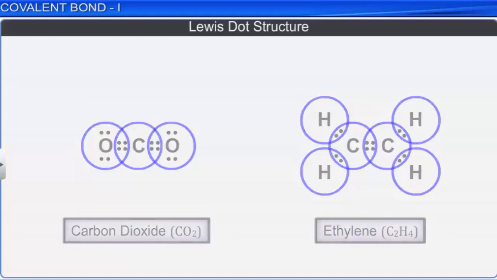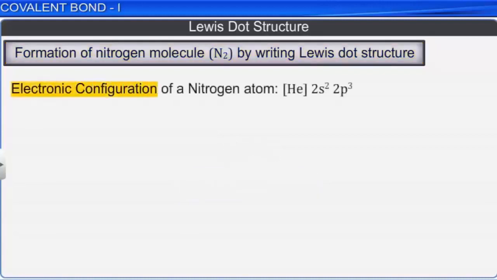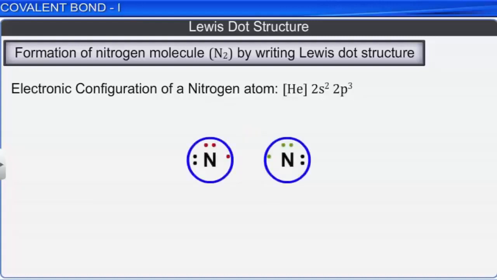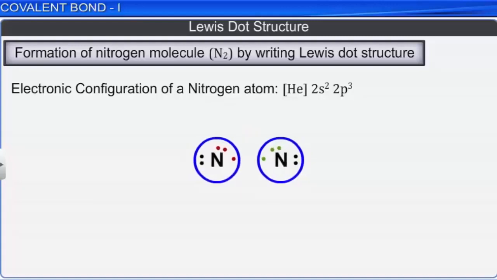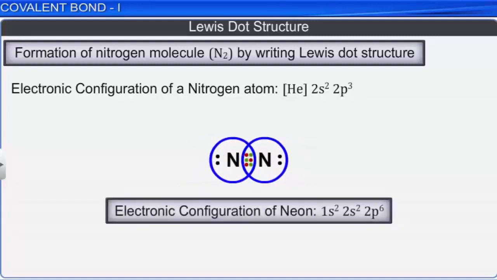Let us understand the formation of nitrogen molecule using Lewis dot structure. The electronic configuration of nitrogen atom is helium 2s2 2p3. It has 5 electrons in its valence shell and needs 3 more electrons to attain octet. When 2 nitrogen atoms approach each other, they mutually share 3 electron pairs and attain the nearest inert gas configuration of neon.